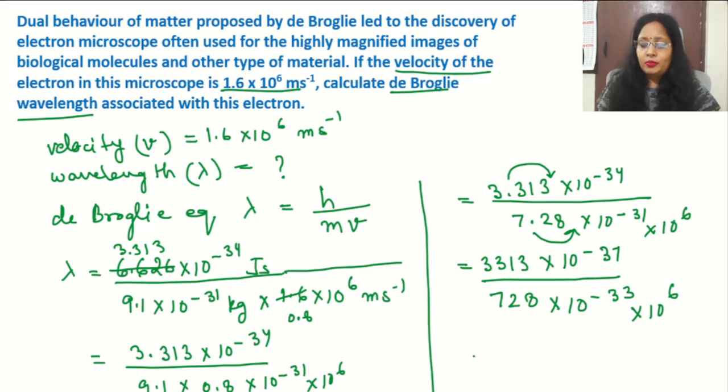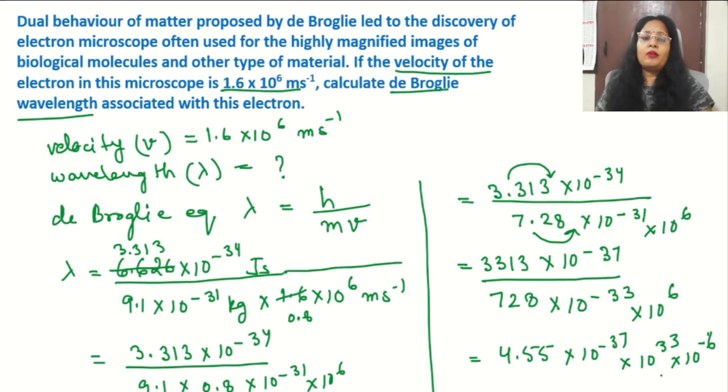Let's see what the answer will be. After doing the division, we'll get 4.55. Now into 10 to the power minus 37, into 10 to the power 33, into 10 to the power minus 6 we can write. All the powers from the denominator side will go up and become the reciprocal, meaning minus 33 becomes plus 33 and plus 6 becomes minus 6. Now we will adjust the power.